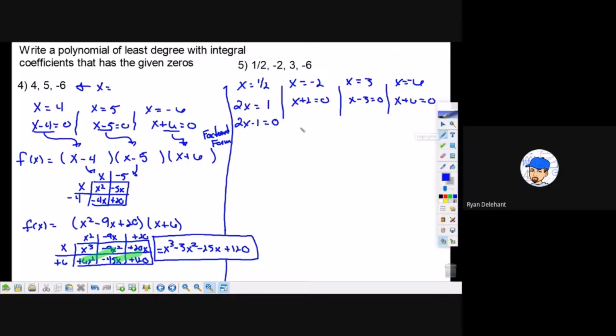So when you get these ones that are fractional, that will be in our factored form, they start getting numbers in front of x. And what that does is it keeps it so that we get whole numbers when we multiply everything out. So our factored form here is going to be 2x minus 1, x plus 2, x minus 3, x plus 6. And we are going to multiply all this together to get down to our standard form polynomial, because this is factored form. This down here is called standard form.